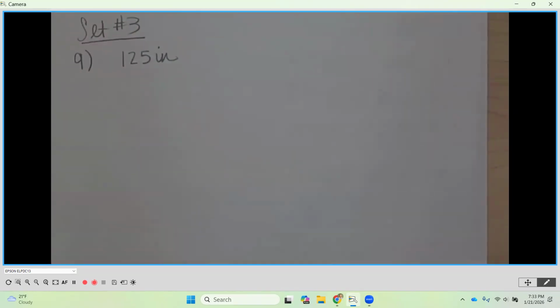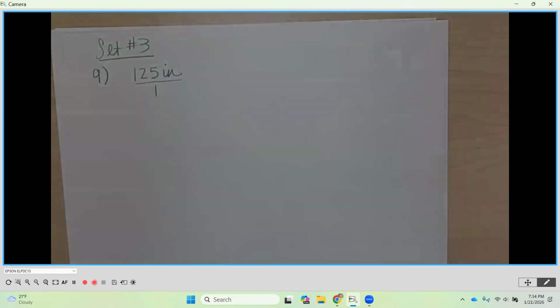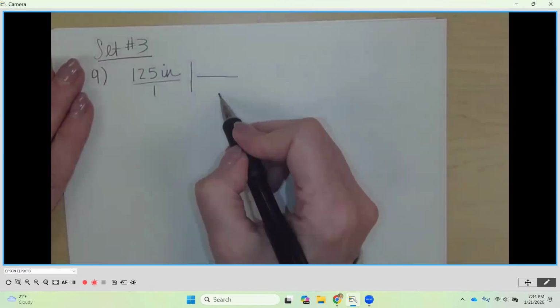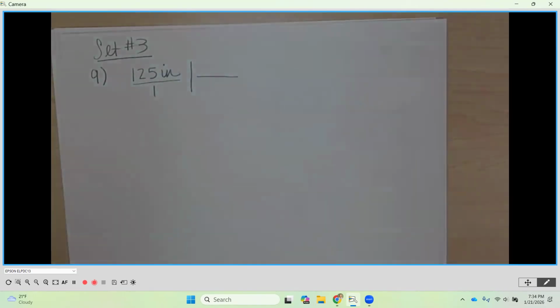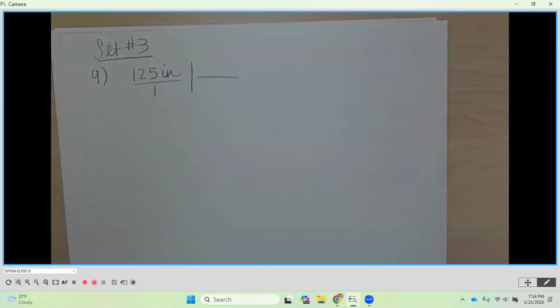So the ratio method. How this is going to be formatted is we're going to be putting our whole number, and if you remember, a whole number is over 1. It's really a fraction. The numerator is going to be our 125 inches, and it's just over 1. Then you're going to show a vertical line and a horizontal line, and this is going to represent our ratio. The top is going to be the numerator. The bottom is going to be the denominator because we're going to multiply across the top and divide by the bottom.